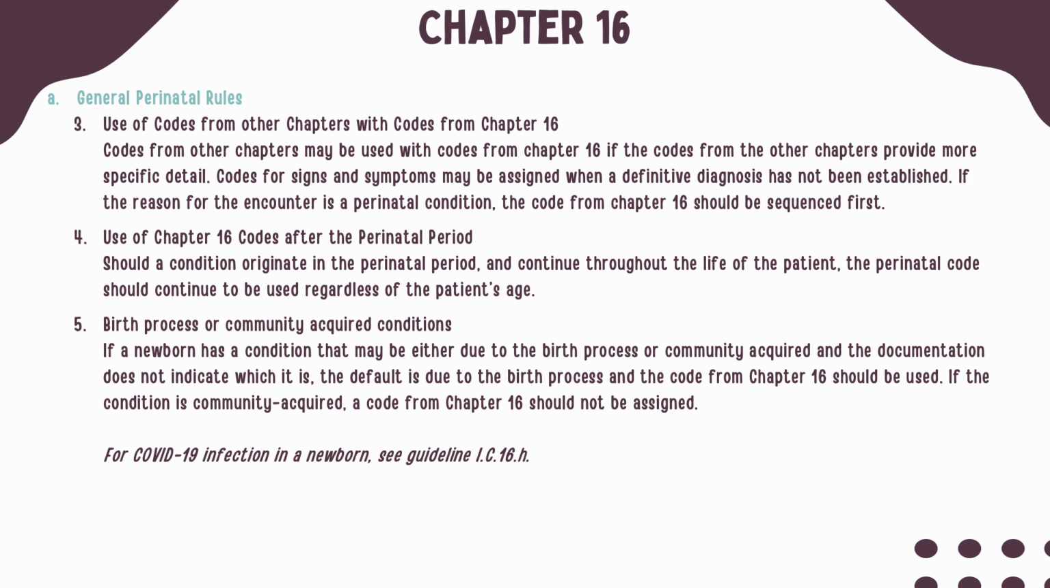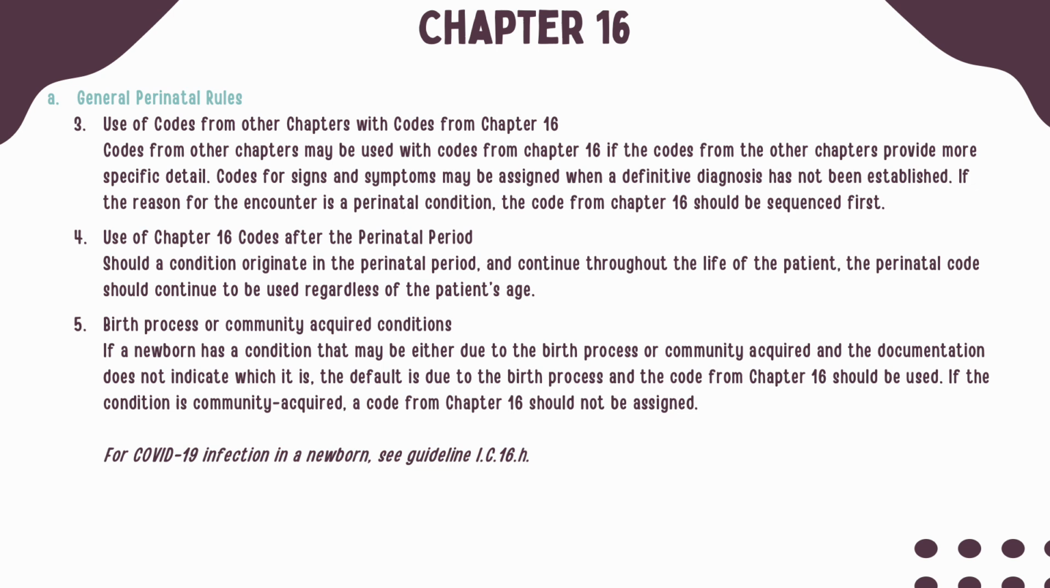Codes from Chapter 16 can be used with codes from other chapters if they provide more specific detail. Codes for any signs or symptoms can be assigned when a definitive diagnosis has not been established. If the reason for the encounter is for a perinatal condition, the code from Chapter 16 should be sequenced first. If a condition begins in the perinatal period and continues throughout the life of the patient, the Chapter 16 code for the perinatal code should be used regardless of the patient's age.